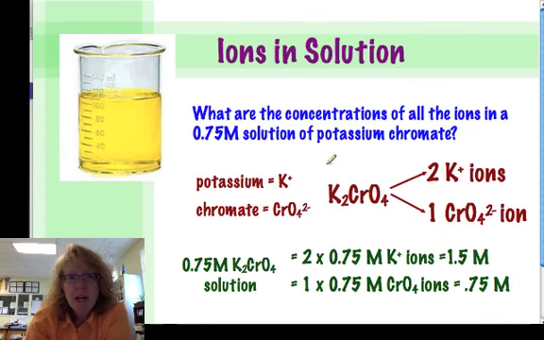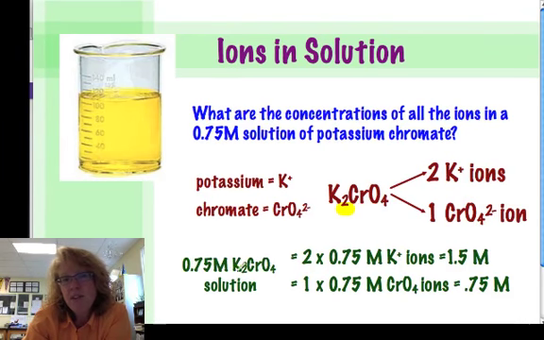So for example, potassium is K with a 1 plus charge. Chromate, when you go look it up, is CrO4 with a 2 minus charge. So when we write our overall formula, we get K2CrO4. When this dissolves in water, that means we get a ratio of 2 potassium ions and 1 chromate ion every time this thing dissolves. Again, why? Because there are 2 potassium ions that need to be made to form this particular ionic salt.